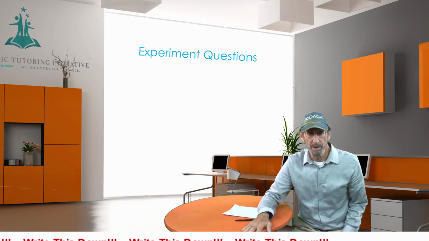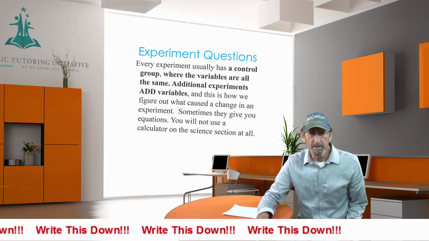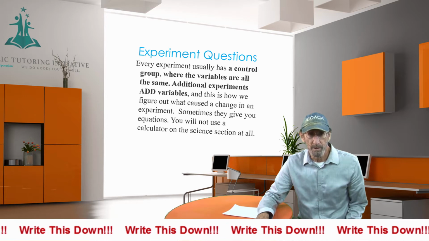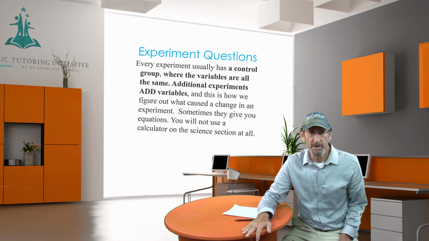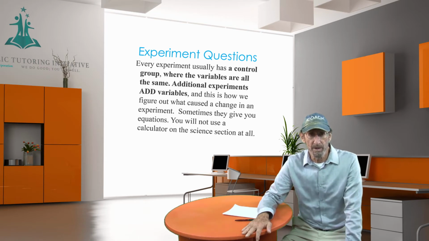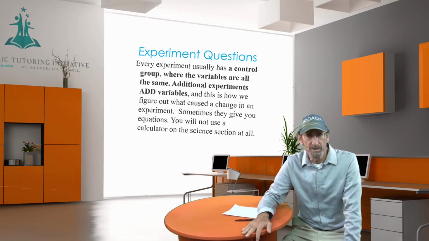Now, the next type of science question will require you to remember how to do experiments. In every experiment, there is a control group where they keep all the variables the same, and then they add variables. This is how we figure out what actually caused a change in an experiment. Sometimes they use equations in this section, but you won't have to use a calculator. In fact, you cannot. Just use parts of the equation to solve the problem.